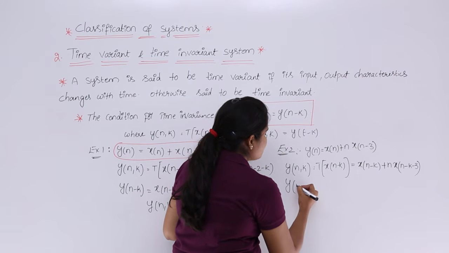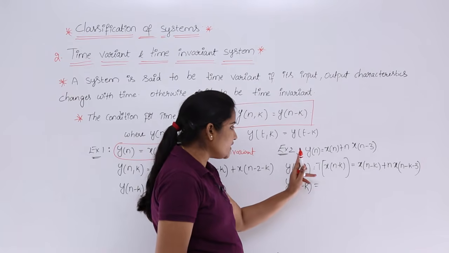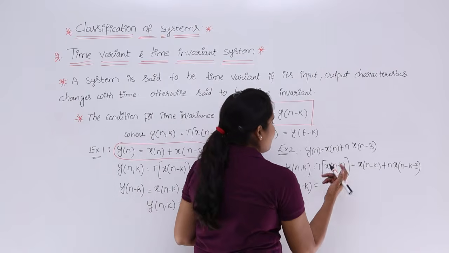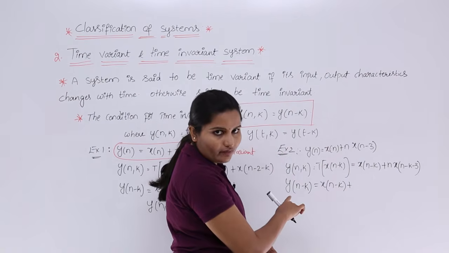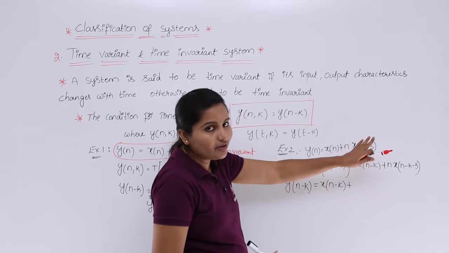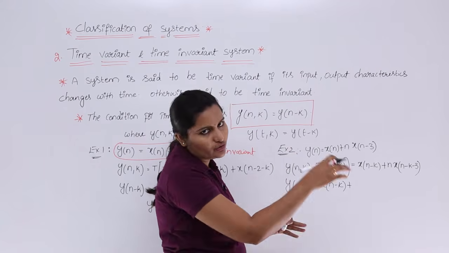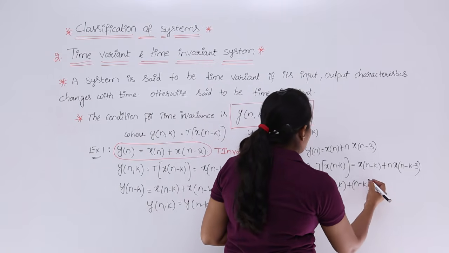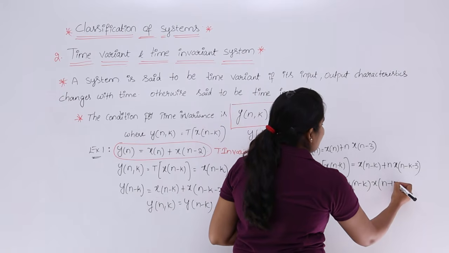Now you need to check y of n minus k. This is nothing but wherever you have the n value, you substitute the n minus k value. Earlier the meaning was to delay the x signal, wherever the signal is. But here the meaning is that wherever you have n in the response, you need to change it. So, here I am changing it into n minus k into x of, and here also I have n, so you substitute n minus k minus 3.